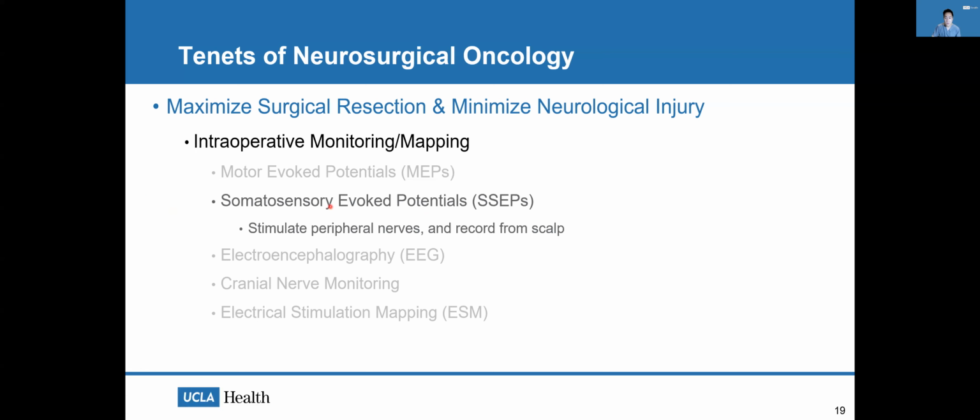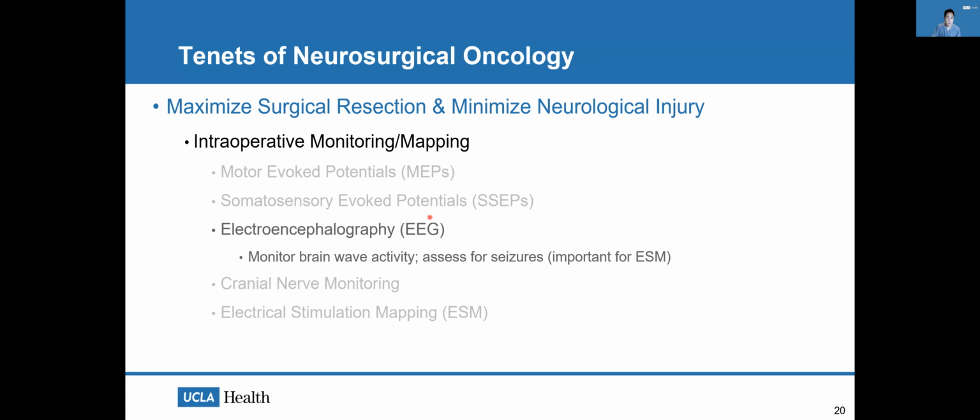But these systems are assessments of the integrity of the motor and sensory systems themselves. They don't help us prevent injury, they just tell us when injury has happened. So by the time these are affected, it might be too late.